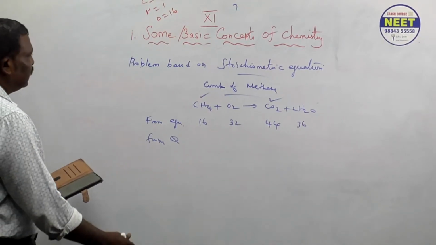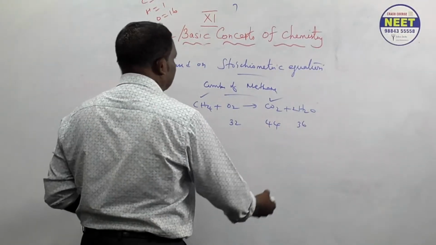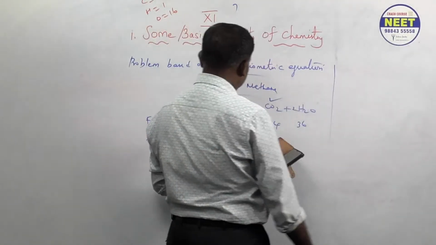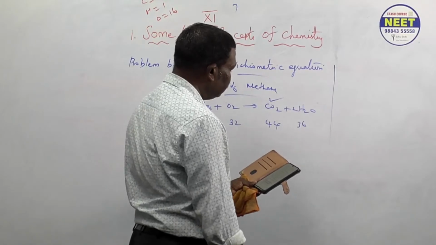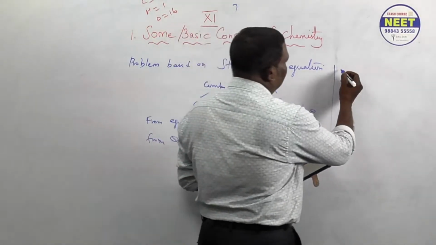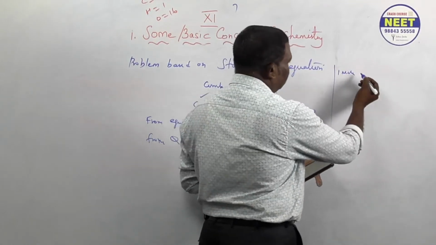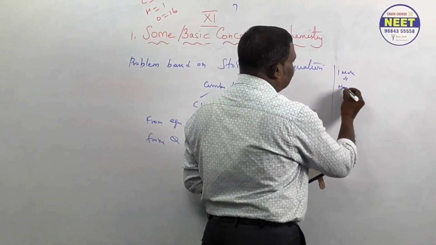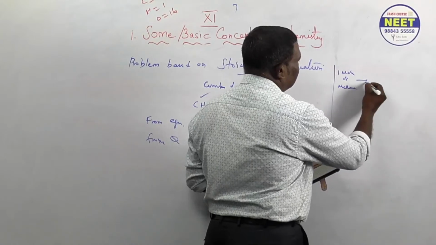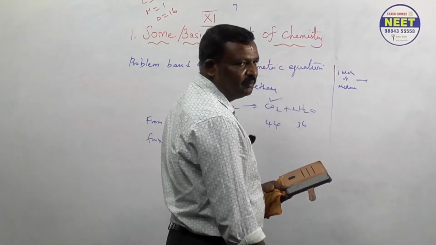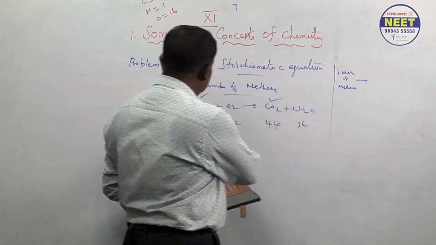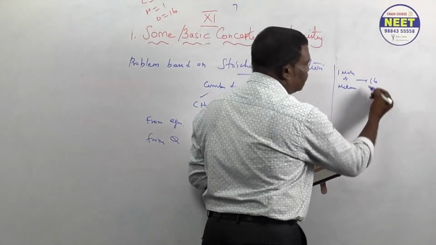See, I told you. What does 1 mole mean? I told you in the beginning. 1 mole, this is methane. 1 mole of methane, how many grams? 16 grams, correct? 16 grams.